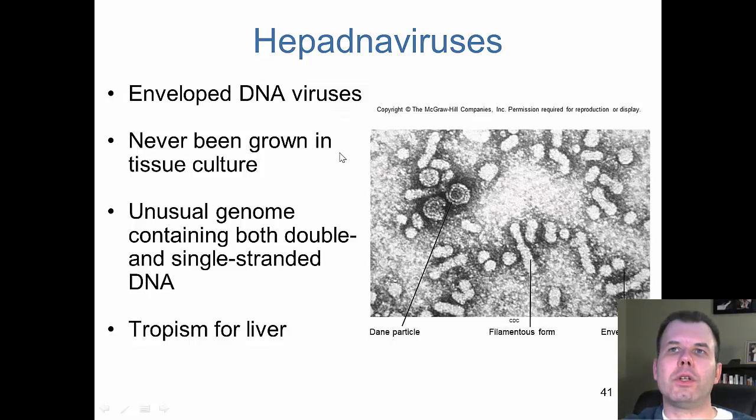It's never been grown in culture, in tissue culture. And it's usually a genome containing both double and single-stranded DNA, and it has a tropism for the liver, meaning that it's going to go to the liver. That's where the locks are for the keys to bind, and so that's where you see those things forming.